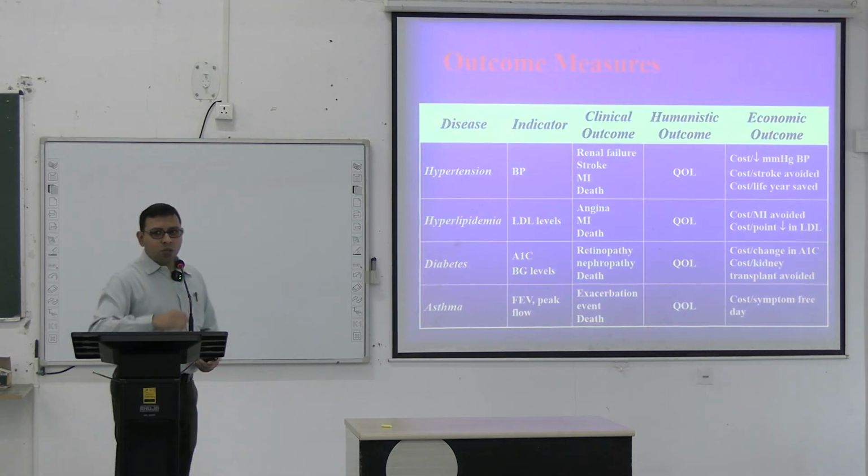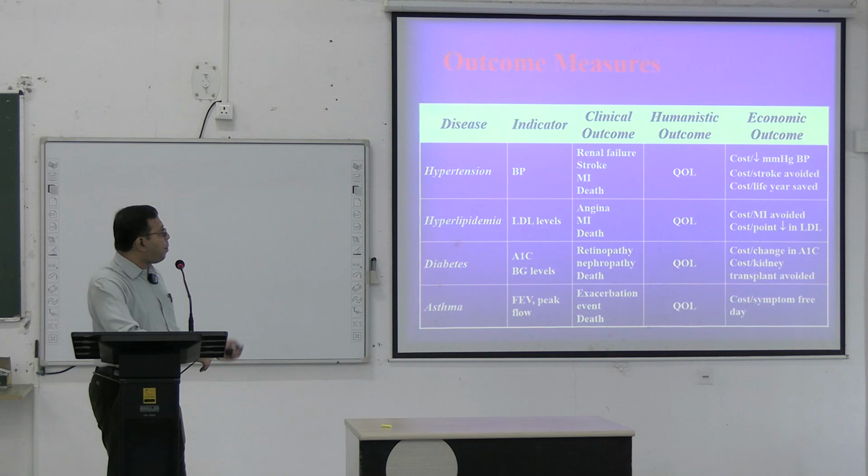So these are the outcome methods that we are discussing. These are examples. For example, hypertension, the indicator is the blood pressure.